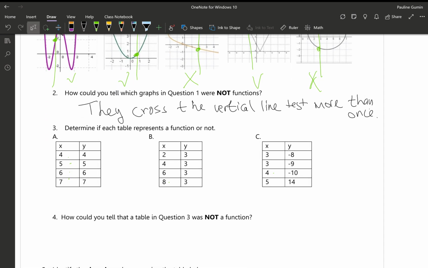So let's do the same thing with tables. Now the way we look at tables is we just look at the x's. The x's cannot repeat. So in letter A, all of our x's are different. Perfect. Letter B, all of our x's are different. Perfect. Letter C, oh, we've got two x's that are the same. This is not a function.